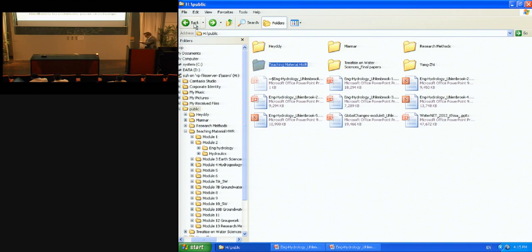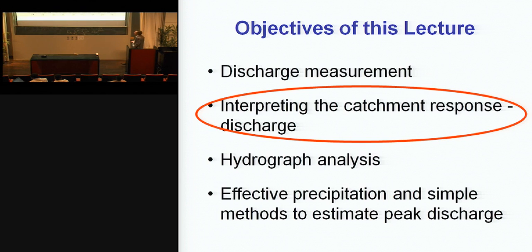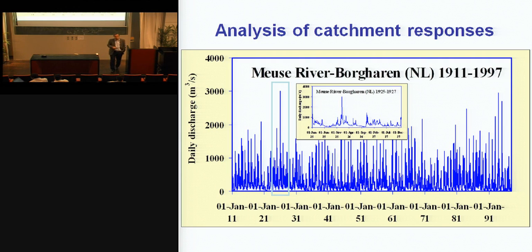Good. Now let's go to interpreting discharge. This is a discharge, how it looks like at the Meuse. The Meuse is one of the two main rivers flowing into the Netherlands. The Meuse is coming from France, Belgium, a bit of Germany into the Netherlands. There they have very long discharge records, more than 130 years or so. This is the discharge since 1911, 1900, yeah, up to almost 2000, so 100 years of data.